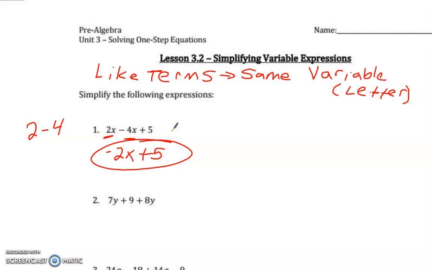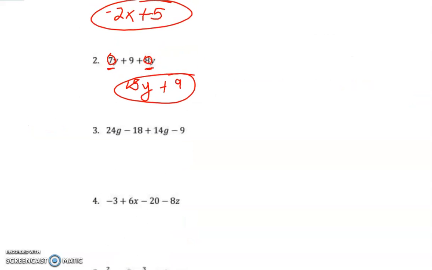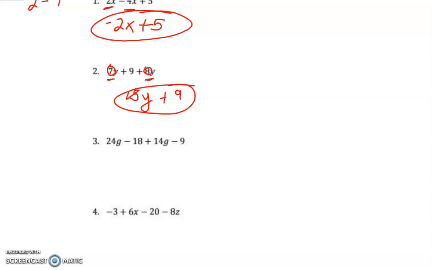For number 2, our like terms are going to be 7y and 8y, so we combine them by adding the numbers, so 7 plus 8 gives me 15y, and the plus 9 has nothing to combine with, so it stays the same. Okay, moving to the next one.